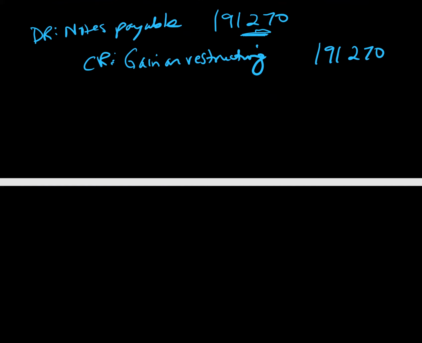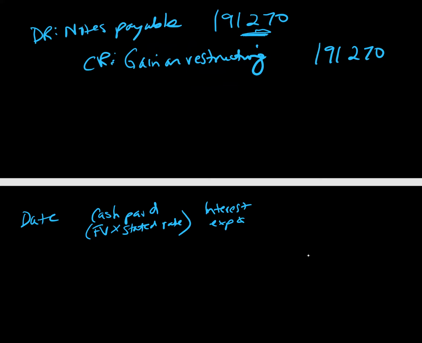So we're going to have our date here. We're going to have the cash paid, and this is always the face value times the stated rate. Whatever the note says, that's what's going to go through our cash paid. Then we're going to have our interest expense. And this is very different than what we would normally have in our bond amortization tables. It's really important to take note of this. We'll talk about that in a second. Then we're going to have our amortization and our carrying value.